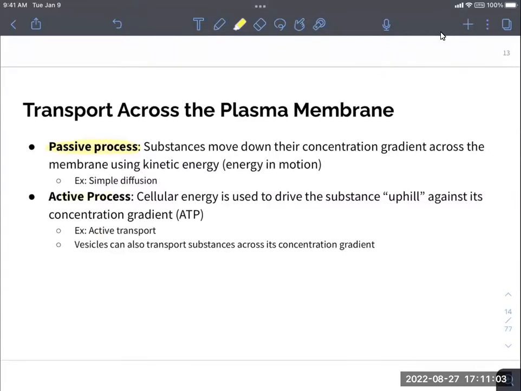While the active process is when cells have to use their energy. They have to use the ATP that they're creating to move substances uphill against their concentration gradient. So that's when our active transport channels come in. That's where vesicles come in. Vesicles help transport things from one side of the membrane to the other, either into the cell or out of the cell.